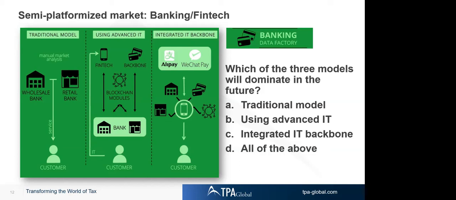Question to all of you again. I believe a poll is coming up. Which of the three models will dominate in the future?